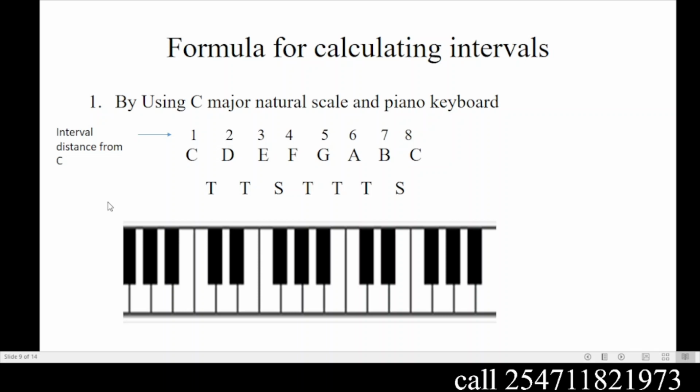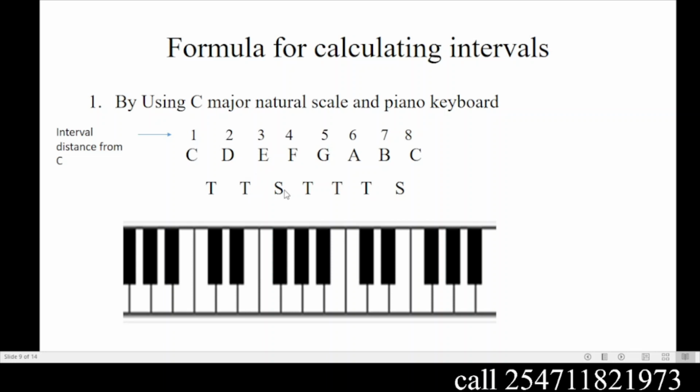Now, I'm also going to introduce you to a formula for calculating intervals. Remember, you're now calculating using the numerical numbers and tones and semitones. By using the scale of C natural major, I love using the C natural major scale and a piano keyboard for this. It really helps me, and I believe it will also help you. The C major scale from C to C has 8 steps. From C to D, that is a tone. From D to E, that is a tone.